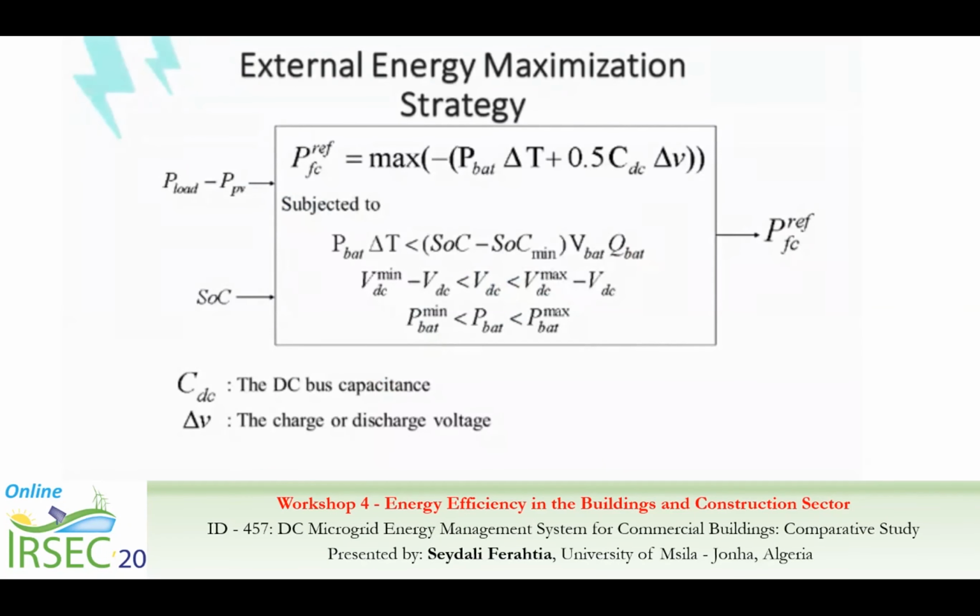The last strategy in this study is the external energy maximization strategy, which aims to maximize the given objective function. This objective function is related to the battery power and the DC bus capacitive power. By maximizing its power, the overall consumption by the fuel cell will be reduced. This objective function is also subject to some constraints.